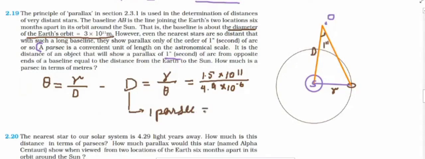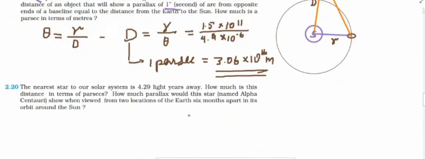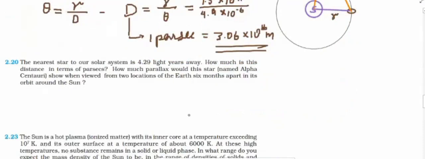So you will get 1 parsec is equal to 3.06 into 10 power 16 meter. Then next, question 20. The nearest star to our solar system is 4.29 light years away. How much is this distance in terms of parsec?